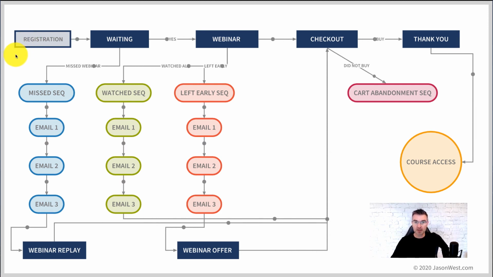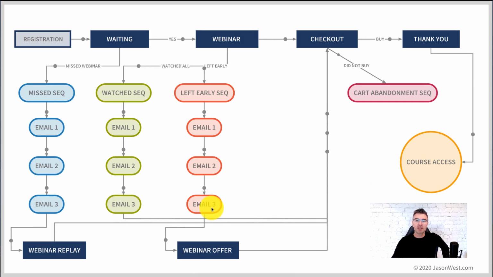Now, what you can't see, so this is what you can see. What you can't see, other things that are happening here, is that, again, if they go to this replay, but they leave early, then they'll be sent up to here to this left early sequence. But I just didn't want to add even more lines to this chart to make it more mad. And then if they watch the webinar offer, that's fine. That will go through to there.